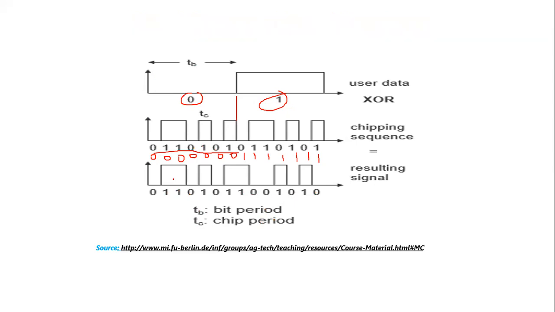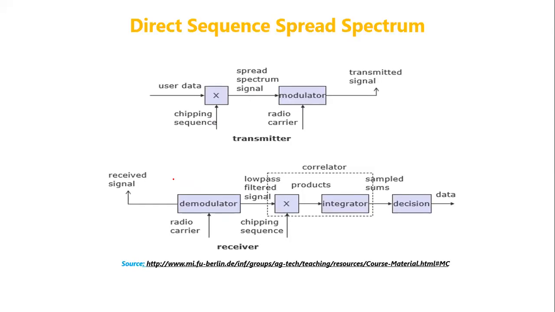This spreaded signal will be transmitted, and then it will be received by the receiver. Let us try to understand how this spreaded signal is transmitted and then how it is received by the receiver. First the user data is applied to a chipping sequence. When you apply it to the chipping sequence, you get a signal which is the spread spectrum signal, because it is spread based on the chipping, based on the spreading factor. The resultant signal is called the spread spectrum signal.